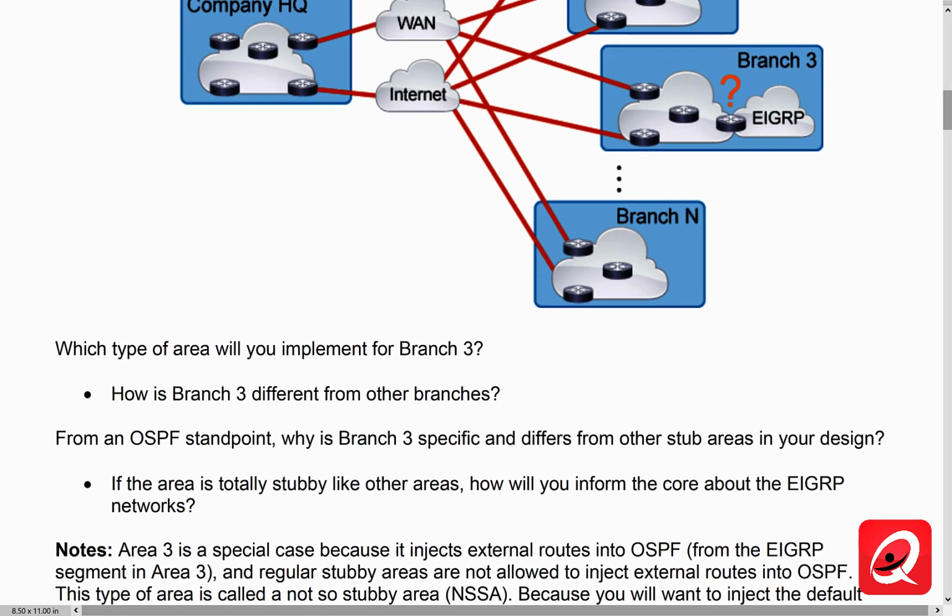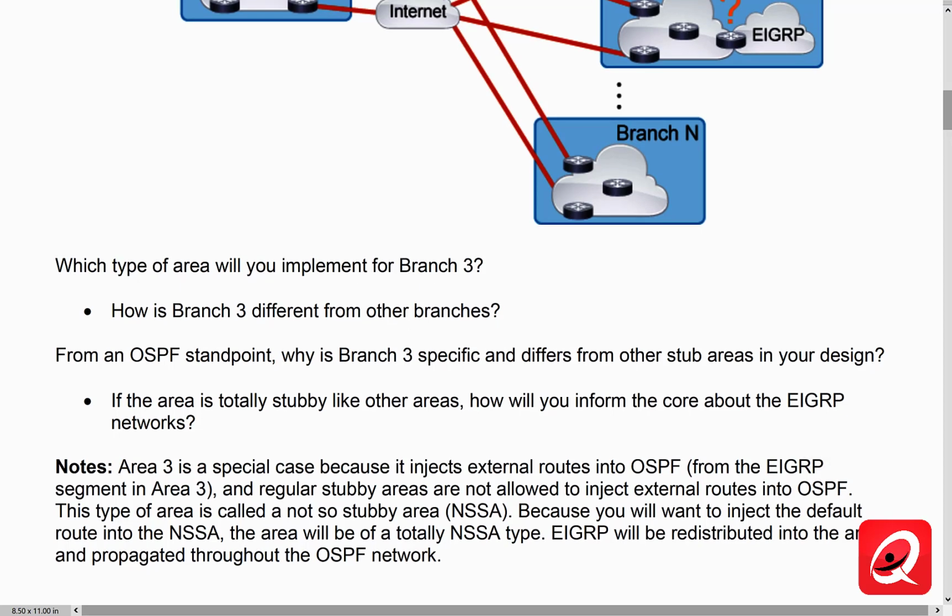Well, it's different because we're doing redistribution in branch 3, which means that we're going to have an ASBR. There's no concept of ASBR in RIP. RIP just accepts routes from another routing domain through a basic redistribution process. But because we are configuring the other branches as special area types, we would have to consider branch 3 differently. From an OSPF standpoint, why is branch 3 specific and differs from the other stub areas in our design?